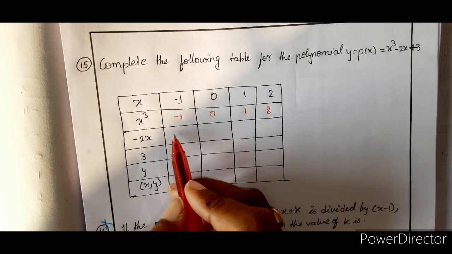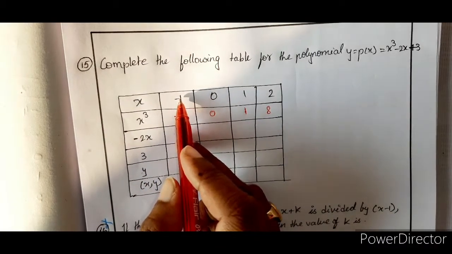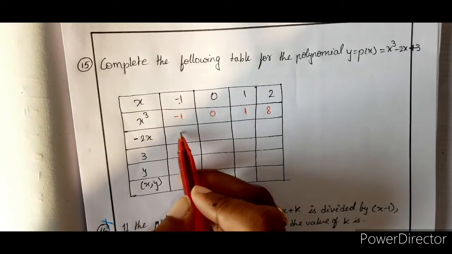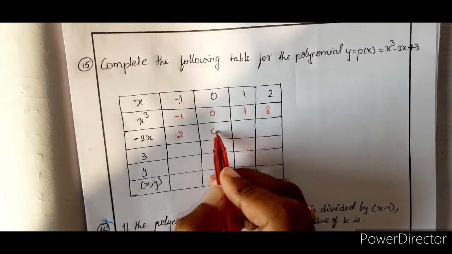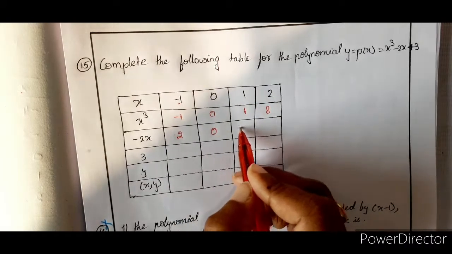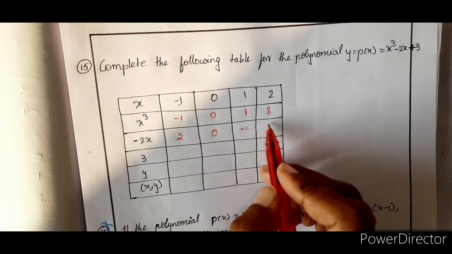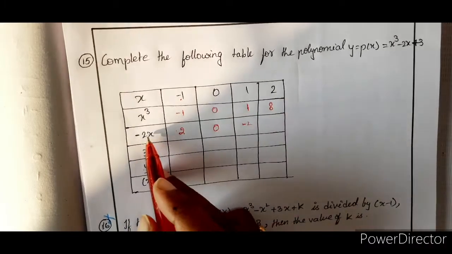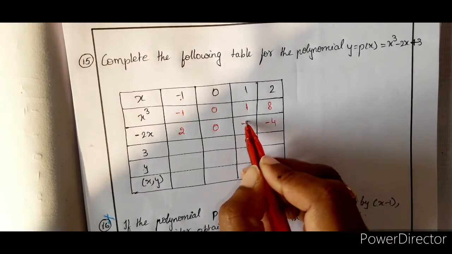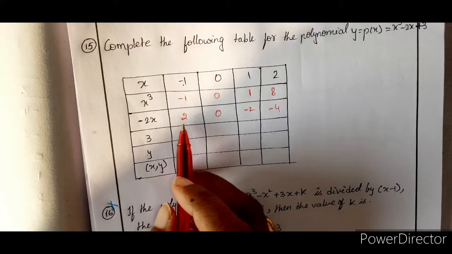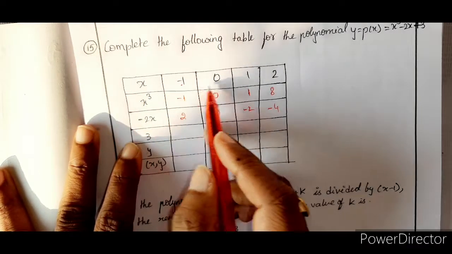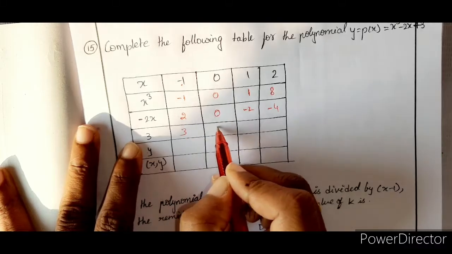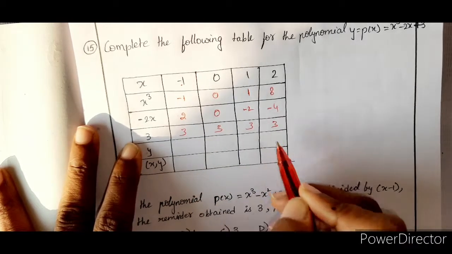Right, minus 2x. So when x is minus 1, minus of minus is plus, 2 into 1 is 2. When x is 0, it is 0. So minus 2 into 1 is minus 2. Minus 2 into 2 is minus 4. Okay, now 3. 3 is a constant. It is independent of x. So therefore 3, 3, 3, 3.